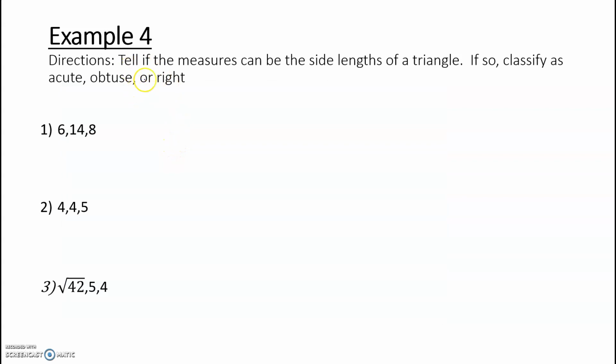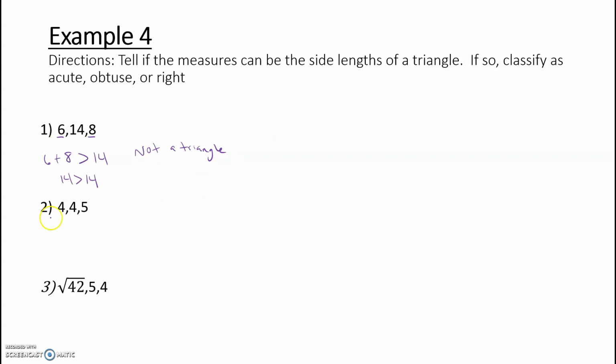So let's try. The directions say tell if the measures can be the side lengths of a triangle. So we've got to remember if you add any two side lengths, it should always be bigger than the third. So here, 6 plus 8 has to be greater than 14. Is it? Well, 6 plus 8 is 14. Is 14 bigger than 14? Not a triangle. So definitely test if it can even be a triangle.